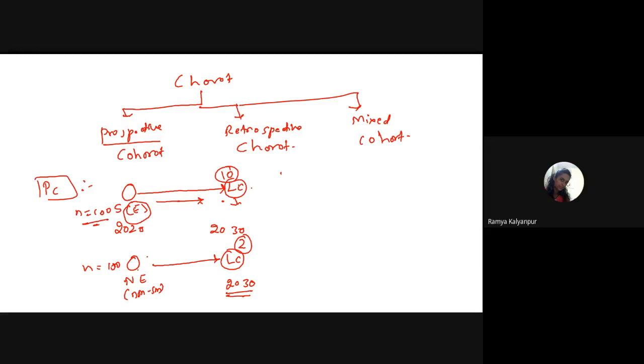To say scientifically that smoking is a risk factor for lung cancer, I need to do some mathematical calculations. So what are those calculations? How do I get the results of this cohort study? One thing is that I calculate relative risk. Second, I can calculate attributable risk, also called absolute risk. Then I can also calculate population attributable risk. So these are the three things which I can calculate using this prospective or any cohort study. Now let me tell you what relative risk is.